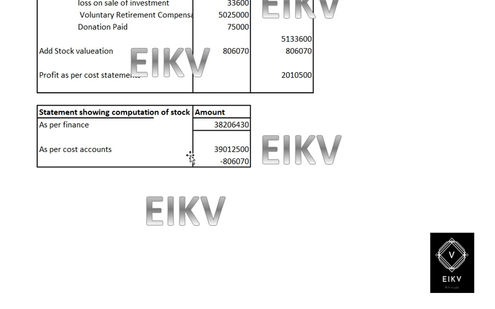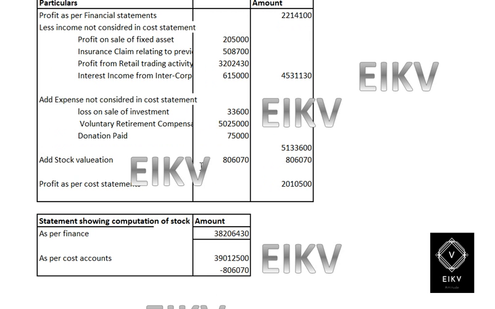So over here we have the difference of 8 lakh 6,070. Such amount we need to add back because the costing valuation is more than the financial valuation. Such amount needs to be adjusted in the reconciliation statement to arrive at costing profit. So such amount needs to be added to the financial profit to arrive at costing profit.